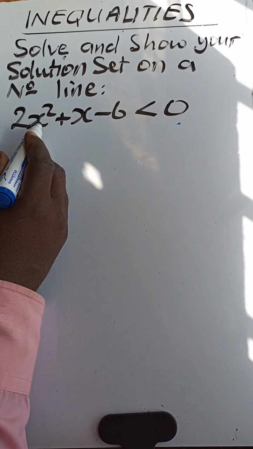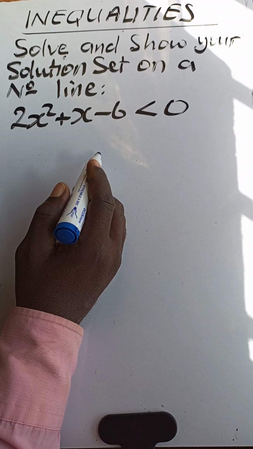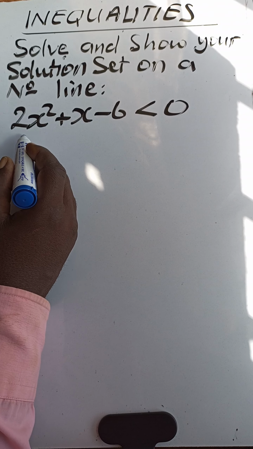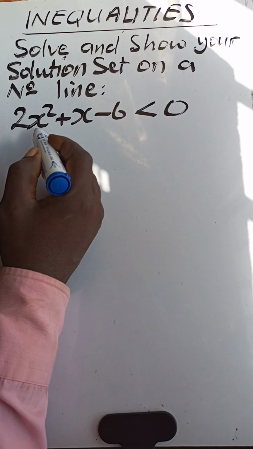We have 2x squared plus x minus 6 less than 0. It is a quadratic inequality. We are asked to show our solution set on the number line. So the first thing is to solve the left hand side. We factorize out the left hand side.